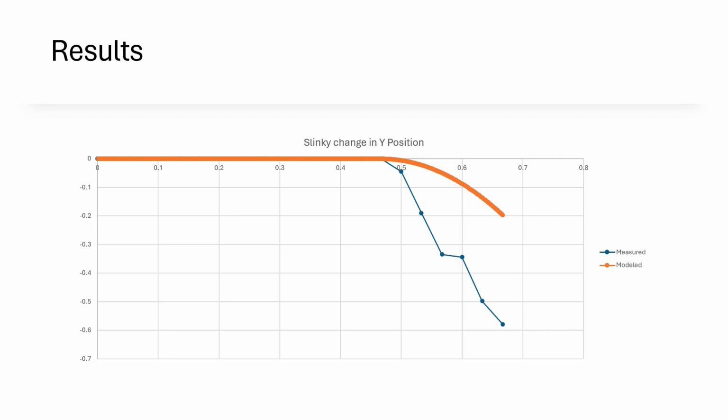However, the overall shape of the graphs remains similar, so I do consider the model to be a semi-accurate representation of what is going on in the slinky video.